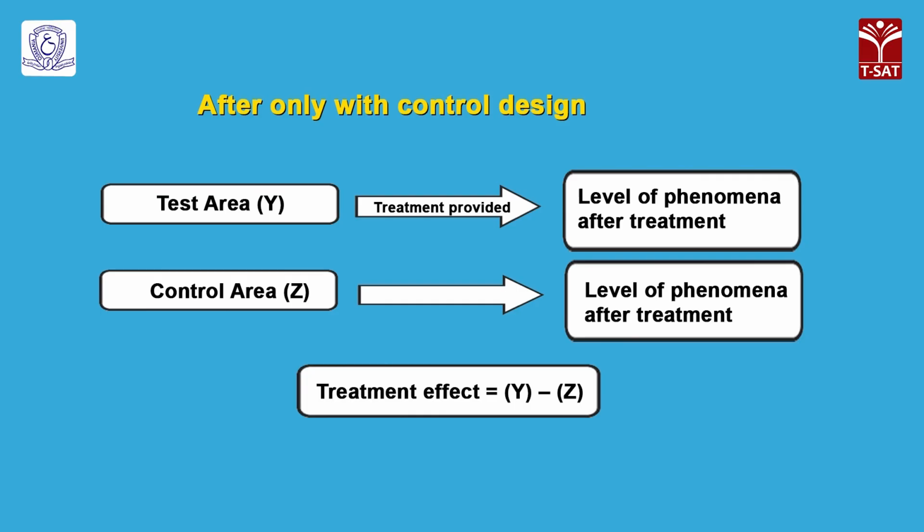Here the treatment impact is assessed by the following formula: test area, treatment provided, level of phenomena after treatment is y; control area, level of phenomena after treatment is z. Treatment effect is equal to y minus z. The basic assumption in such a design is that the two areas must be identical or similar with respect to their behavior towards the phenomena considered. This design is superior to before and after without control design.